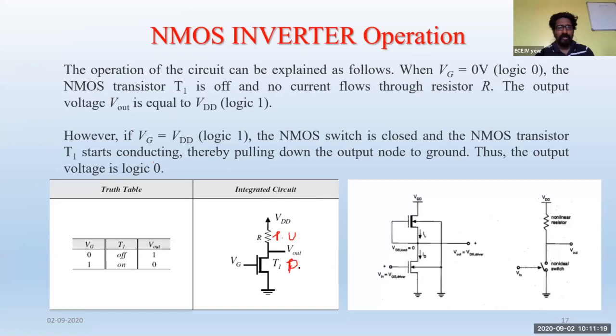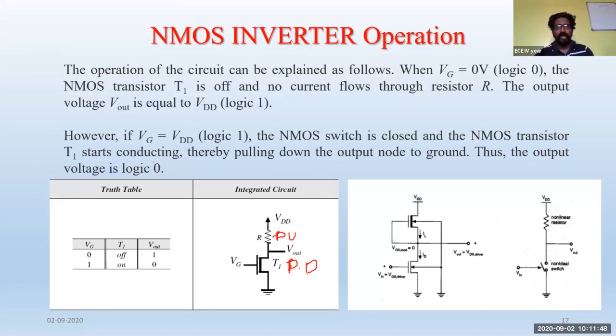You might have seen even in your textbooks, this is pull-up and this is pull-down device. So now let us see the operation of your NMOS inverter. The operation of this circuit can be explained in this fashion. Whenever you supply some voltage here, whenever the VG is equal to 0, then the NMOS transistor T1 will be turned off, because there is no channel. That's why no current will be flowing through this resistor.